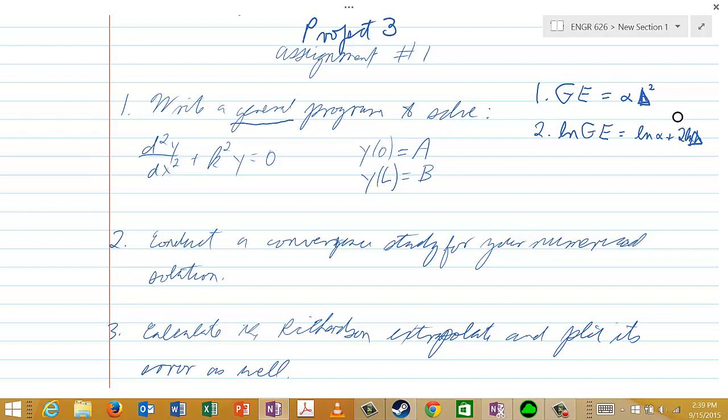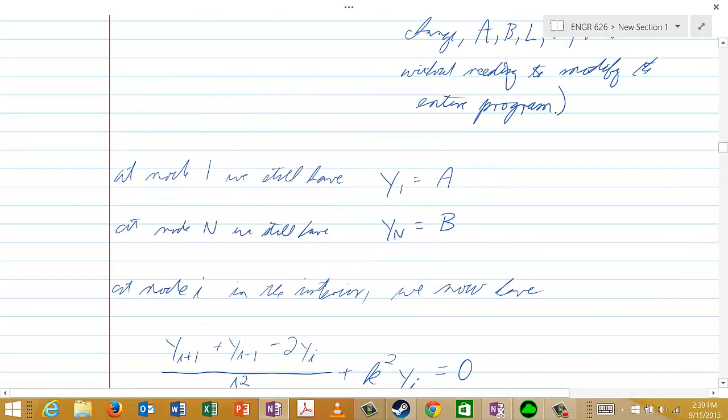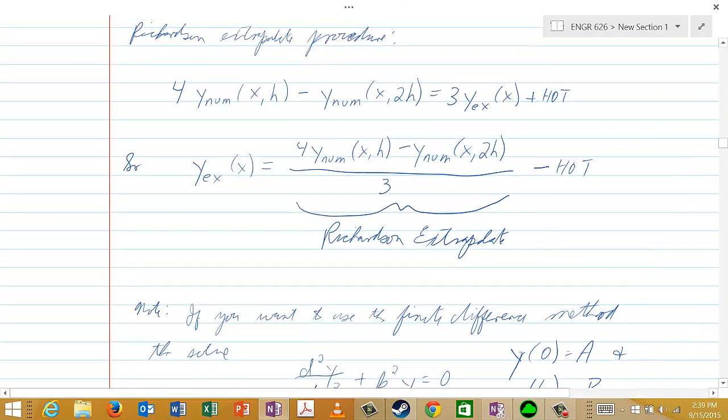Now all of that is in preparation for the next part, which is something called the Richardson Extrapolation. And so let's go back to understand what the Richardson Extrapolation is.